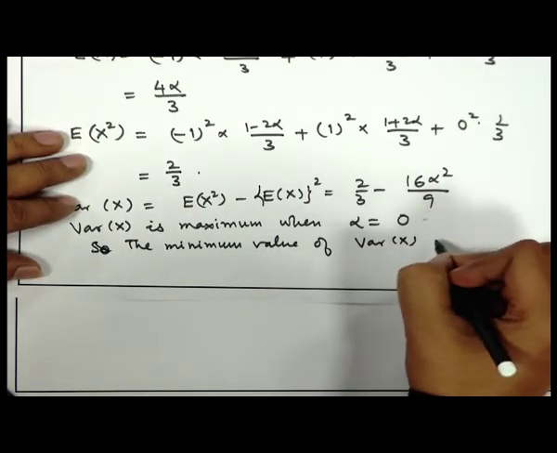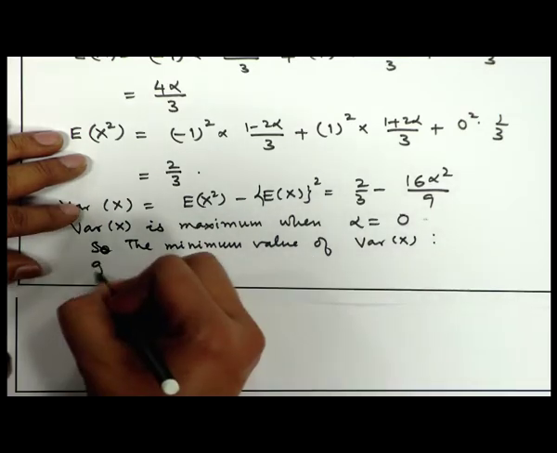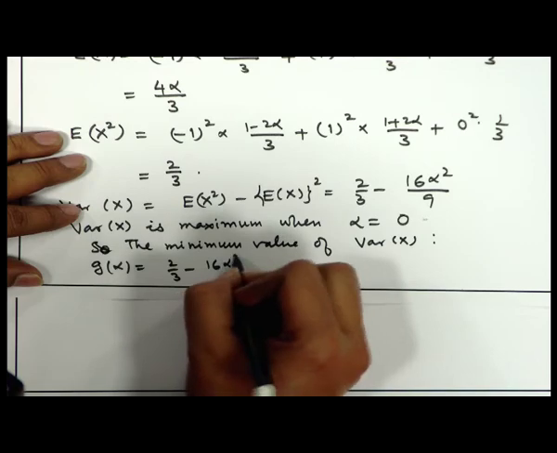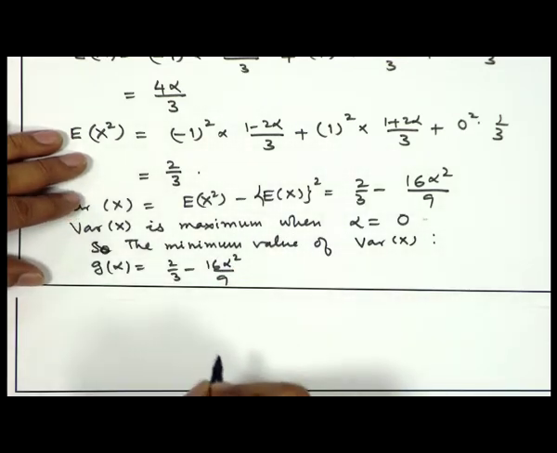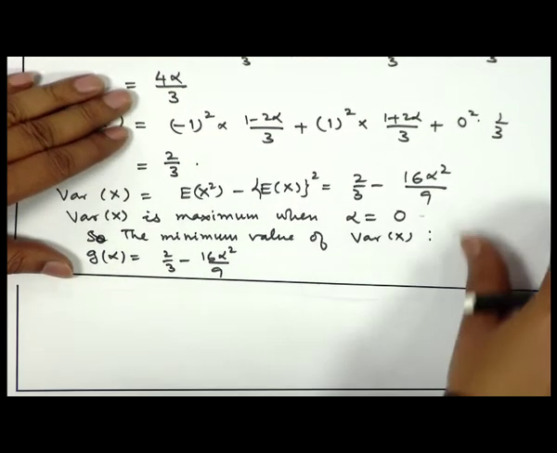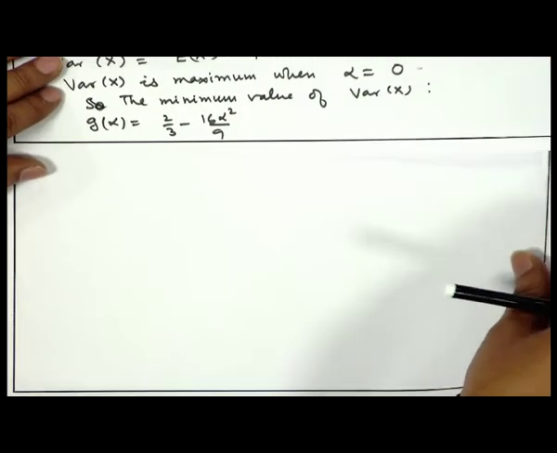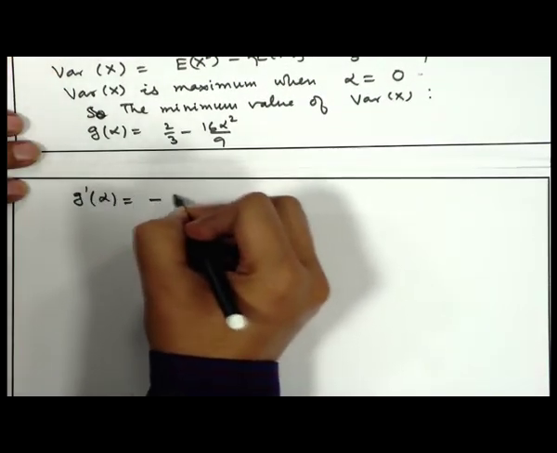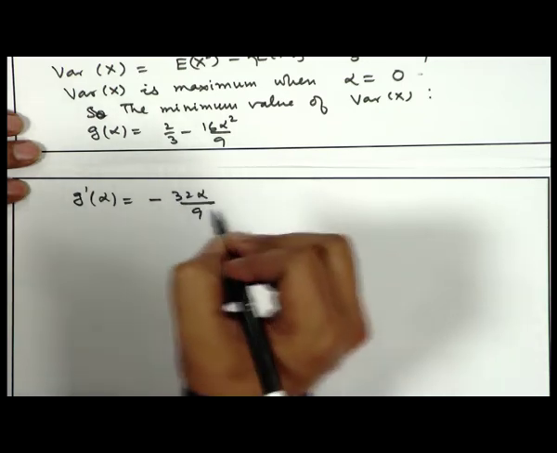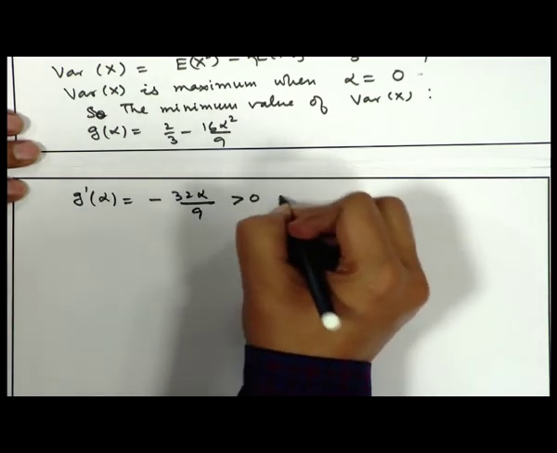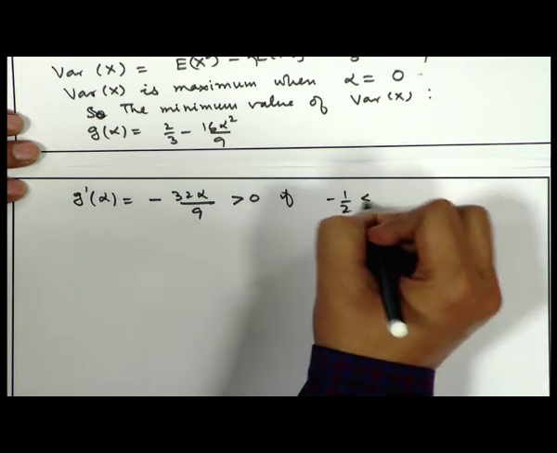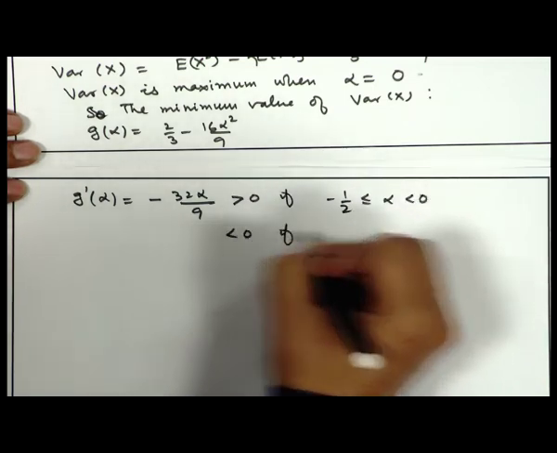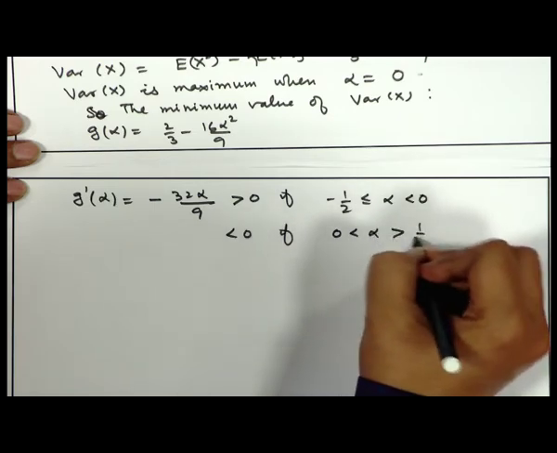Of course, you can give a different argument also by using direct analysis. Let us call it say g alpha. This function let me call g alpha, that is equal to 2 by 3 minus 16 alpha square by 9. So, if I look at g prime alpha, that is equal to minus 32 alpha by 9. So, that is positive if minus half less than or equal to alpha less than 0, and it is negative if 0 less than alpha less than or equal to half.